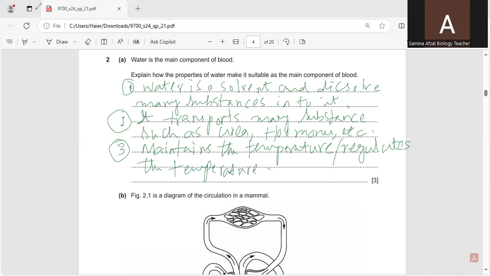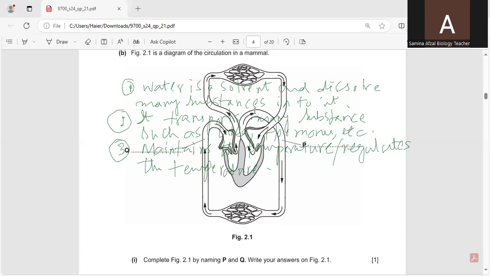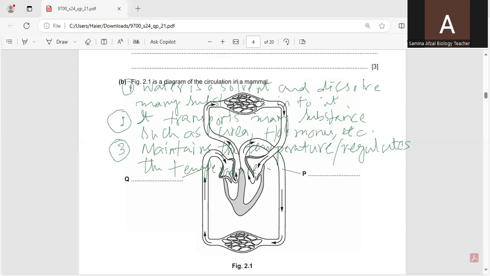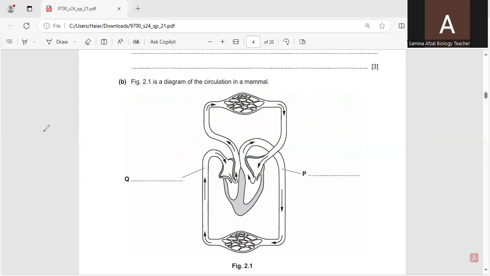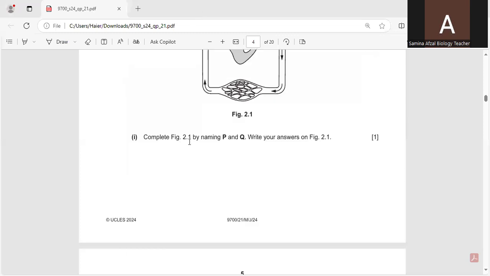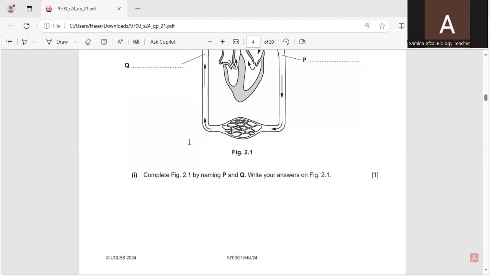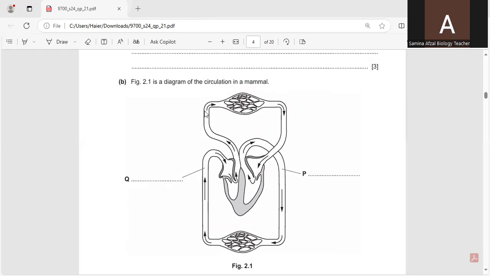Okay, next question. A picture has been shown on the screen. Figure 2.1 is a diagram of the circulation in a mammal. P and Q are the two labels. Complete Figure 2.1 by naming P and Q, and write your answers.